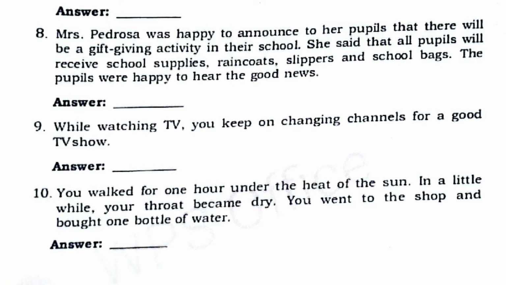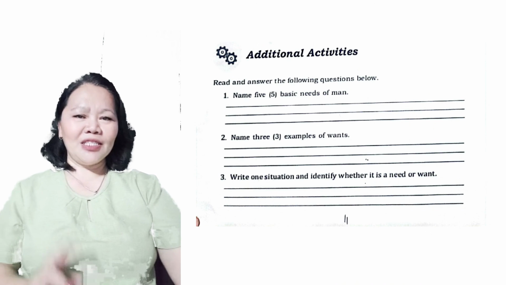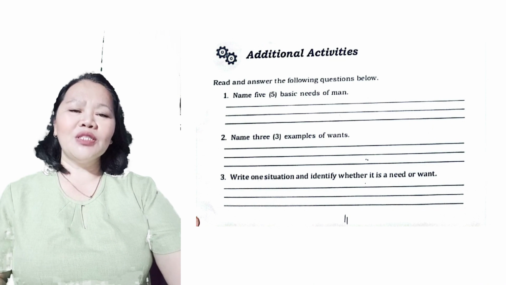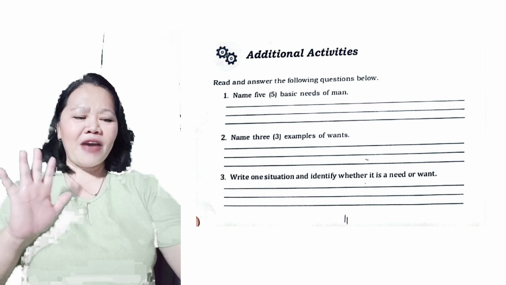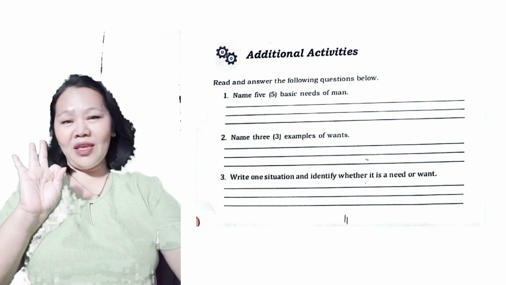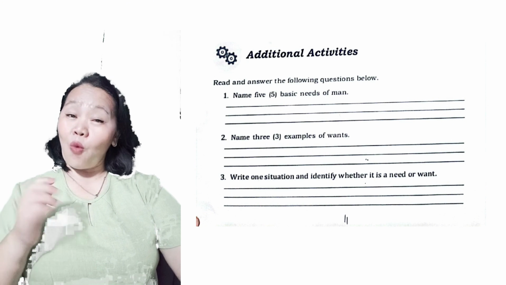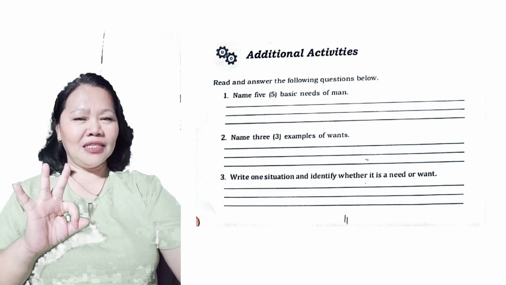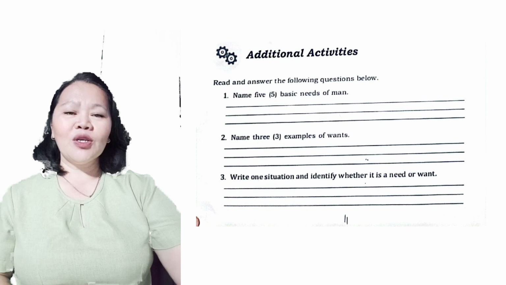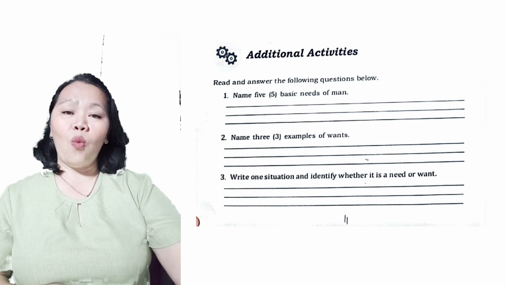Okay, good job, kids. And for your additional activities, kids, read and answer the following questions below. Name 5 basic needs of man. 1, 2, 3, 4, 5. Name 3 examples of wants. Just 3 examples of wants. And lastly, write 1 situation and identify whether it is a need or want.